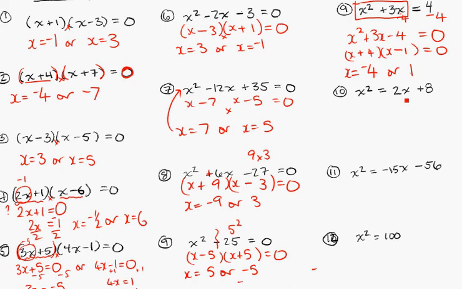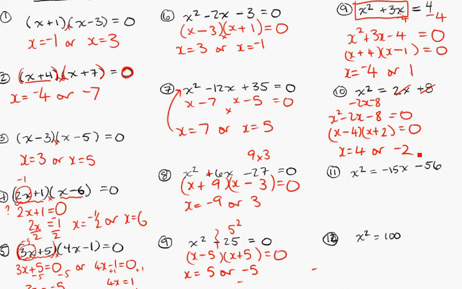Number 10, once again, we need 0 on one of the sides, so we'll subtract a 2x and we'll subtract the 8 as well. So I get 0 on this side, x squared minus 2x minus 8. We need to have factors to solve a quadratic. And now we need two solutions from that. One possibility is 4 or negative 2. Once again, we're going to have to do the opposite. To make sure we get 0 on one side.